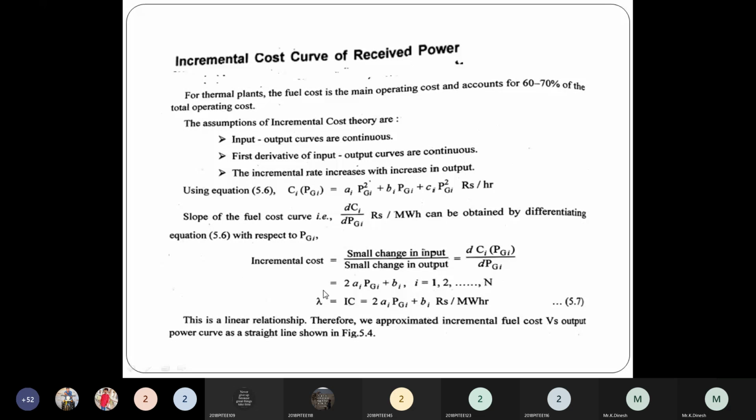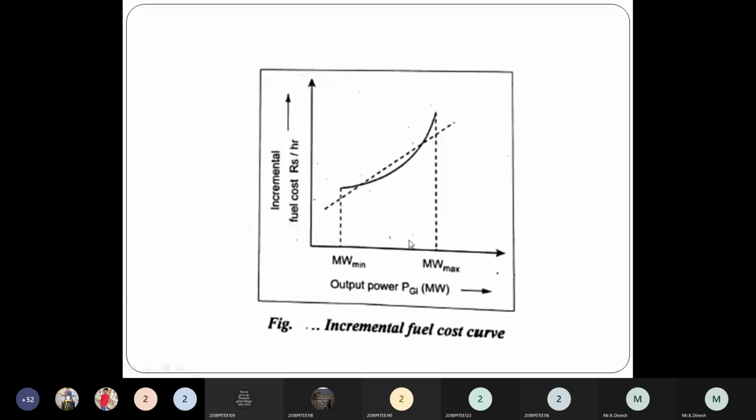The incremental cost is usually denoted as lambda, or otherwise IC. In some problems it is given as lambda, in some problems it is given as IC. Both notations are the same. It's nothing but 2 Ai PGi plus Bi rupees per megawatt hour. So this curve shows a linear relationship. I have approximated the incremental fuel cost versus output power curve as a straight line, as you've seen in your figure. It should be a straight line from your maximum power to minimum power. It should be a straight line only.